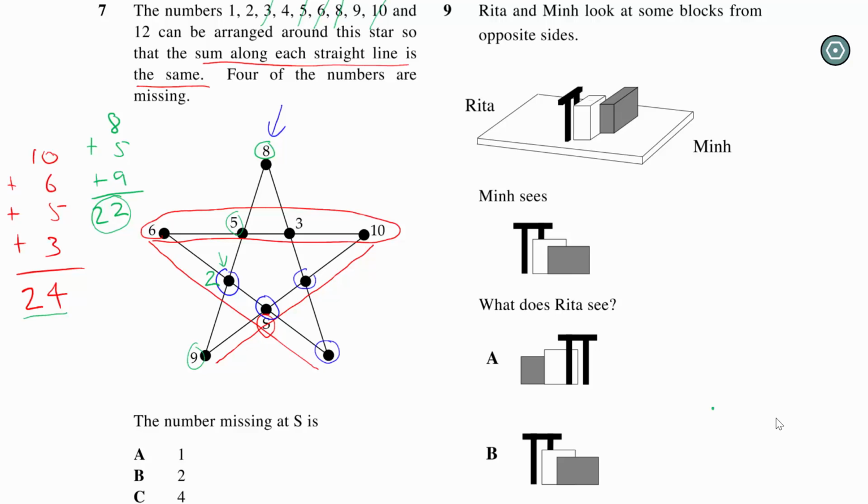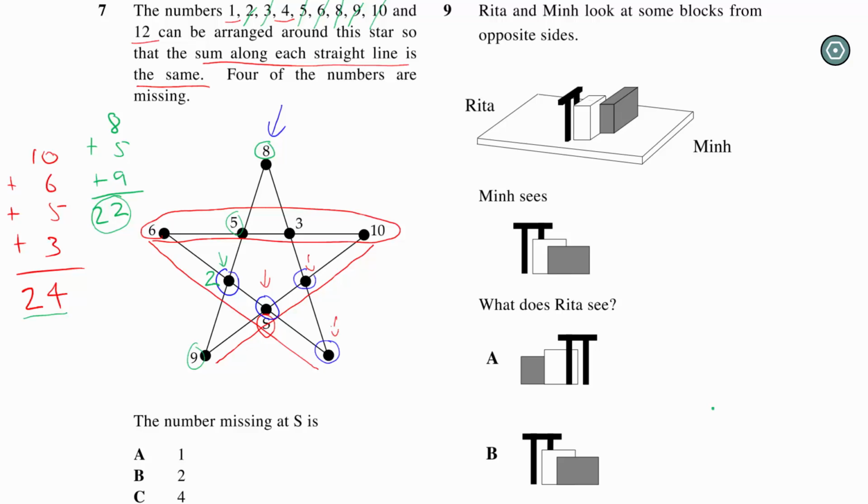Next, we will cross out the number 2, since we just did that one. Then we'll cross out number 9, which is all the way at the bottom. What this means is the only numbers available for us to use for the remaining spots, which is S, this one here, and the one at the bottom, are 1, 4, and 12.